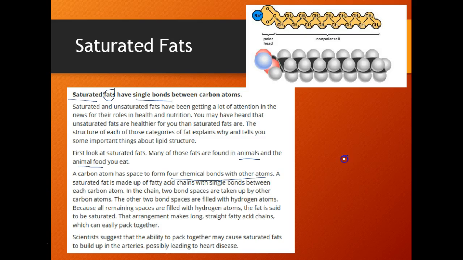We talked about that because carbon has 4 available spaces, right, for its valence electron. So it's able to make those bonds with 4 other atoms. A saturated fat is made up of fatty acid chains with single bonds between each carbon atom. So this, for example, this carbon can be linked to another carbon, right? And then linked to another carbon here. However, the other 2 spaces can be occupied by, for example, hydrogens.